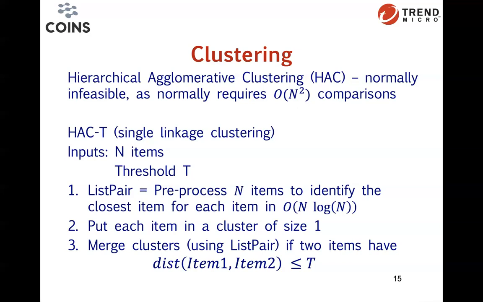And at that point, we've created a whole series of clusters and we know that there are no items that have a distance less than or equal to t that are in separate clusters. So we've achieved hierarchical agglomerative clustering in order n log n steps.